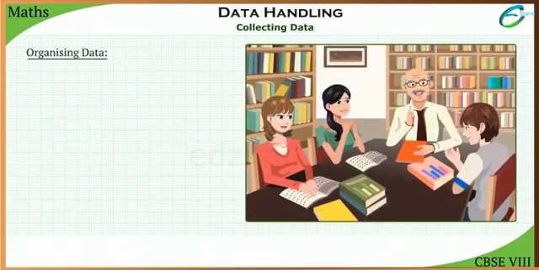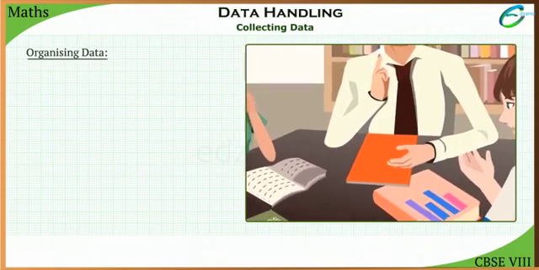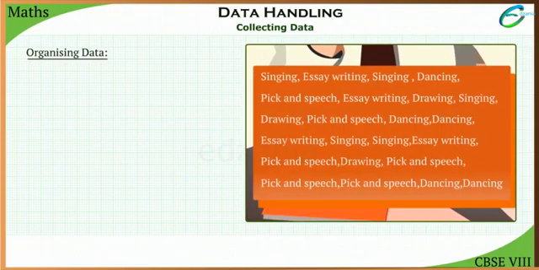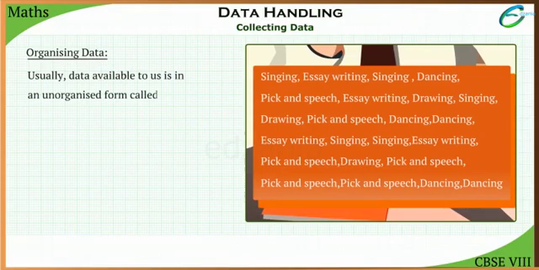Organizing data. A competition is held in a college for the annual day function. The teacher wants to know in which of the competitions the students are interested. The teacher collects the name of competitions given by all the students roughly. Here the information is in unorganized manner. Usually, data available to us is in an unorganized form called raw data.